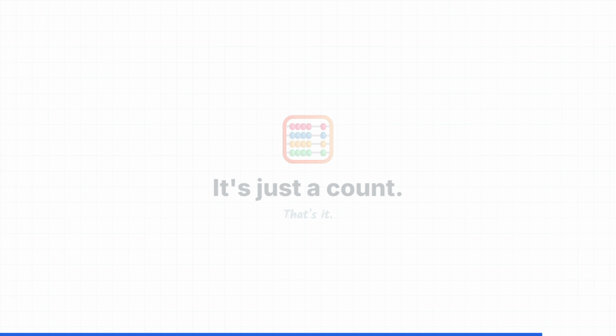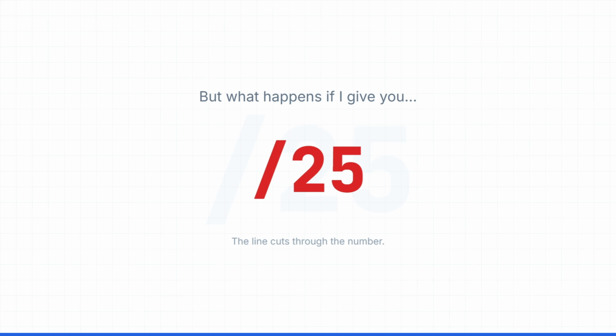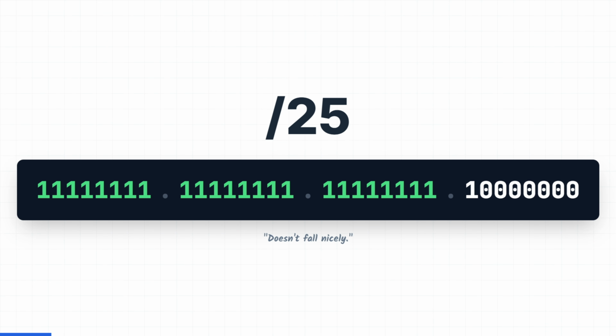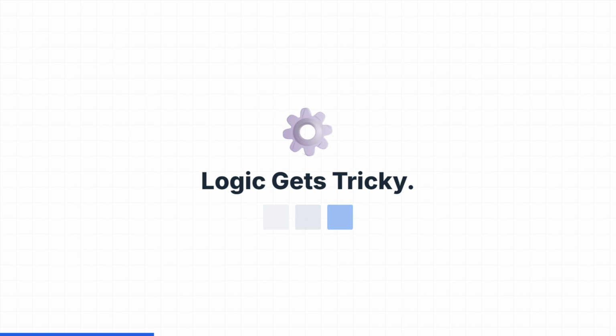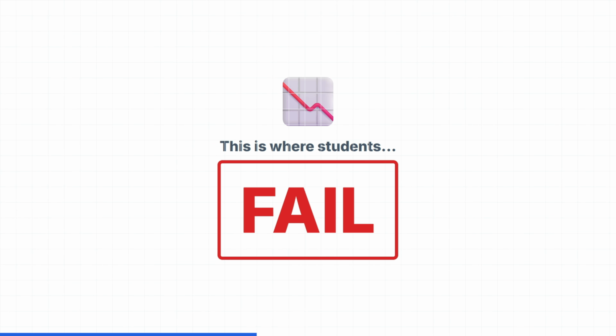That's it. Now you might be thinking, Mentor, this is actually pretty easy. That's because I gave you the easy numbers. We cut the line perfectly between the groups. But what happens if I give you a /25? A /25 means the line doesn't fall nicely between the numbers. It cuts right through the middle of the last number. This is where the logic gets tricky. This is where the math gets messy. And this is exactly where most students fail their exams.